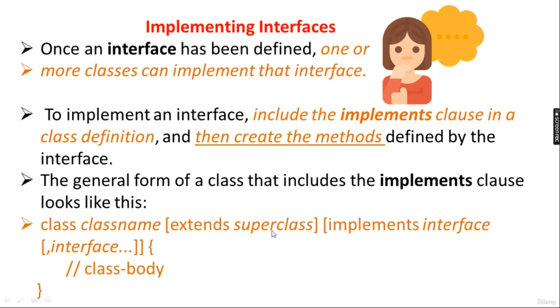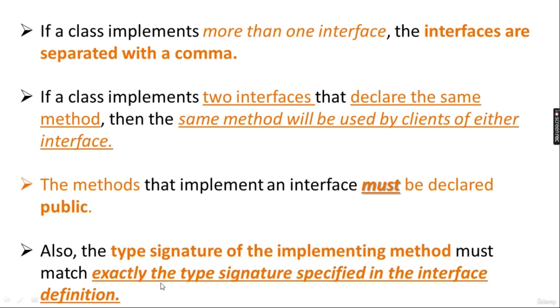Class, class name, extends superclass, it is allowed. Implements interface 1, interface 2, interface 3, up to interface n. And then the class body. If a class implements more than one interface, the interfaces are separated with a comma.